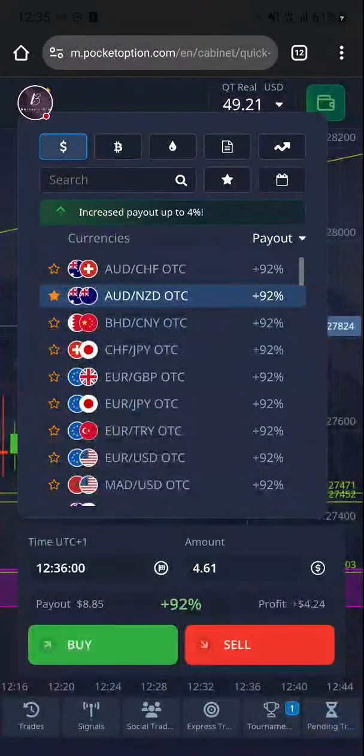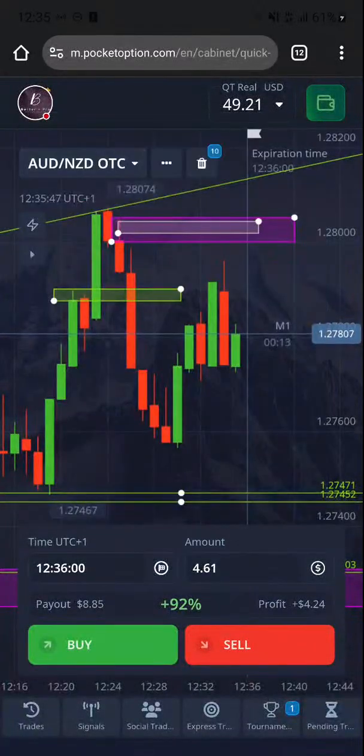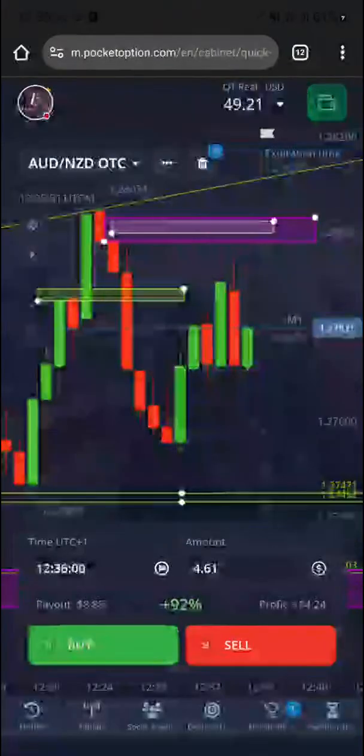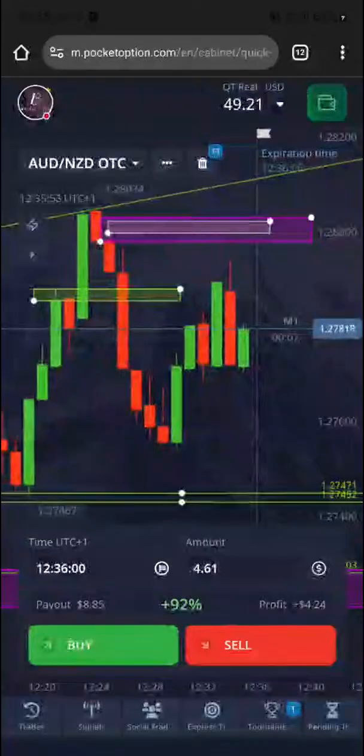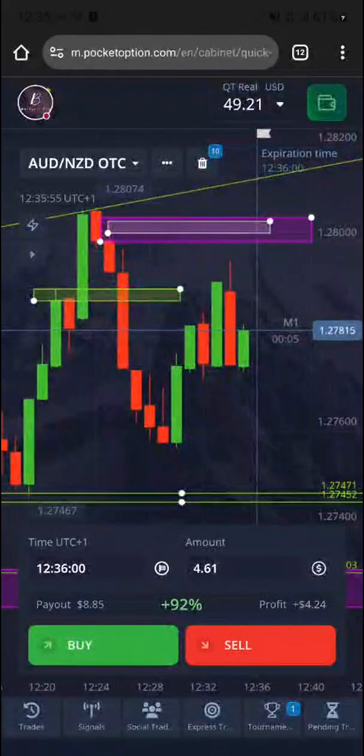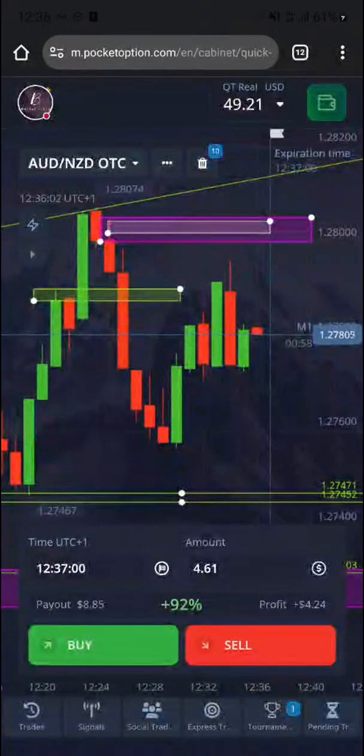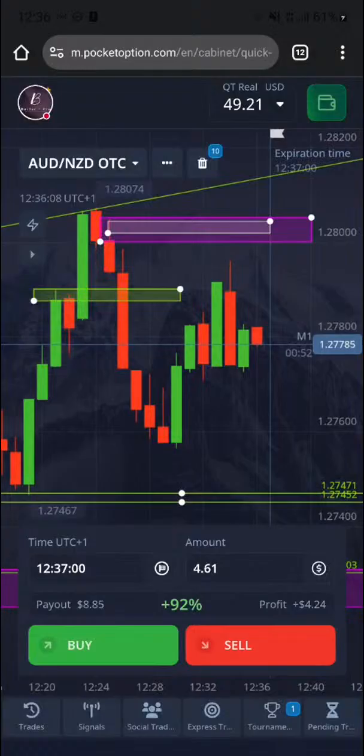Let me mark this as favorite in case I want to check. It's making this red green pattern. So anytime market is making this red green pattern is a sign of ranging market. It's a sign that the market is ranging. But I really can't take any red green pattern trade right now because the range just started.